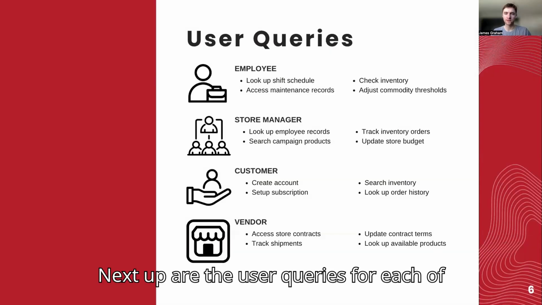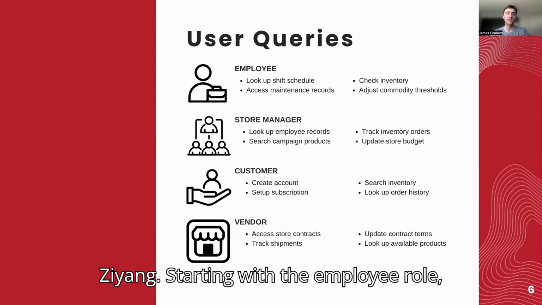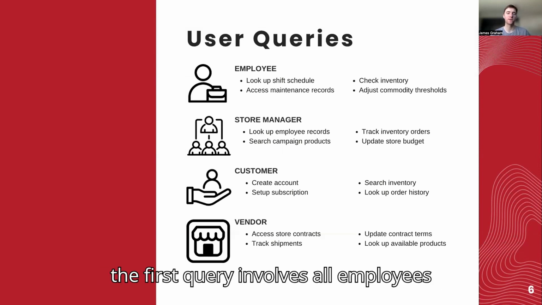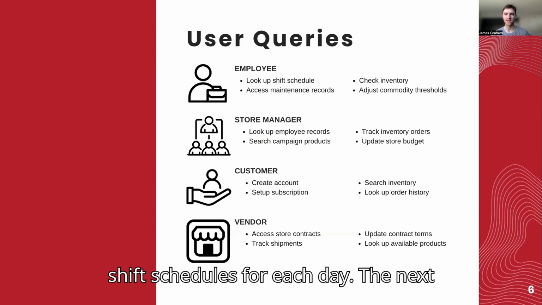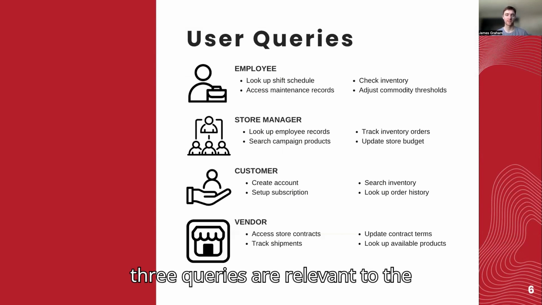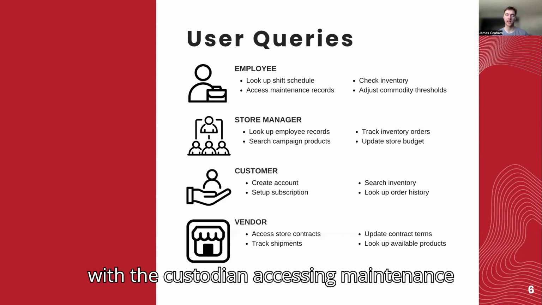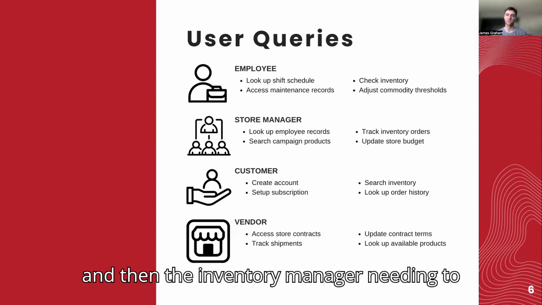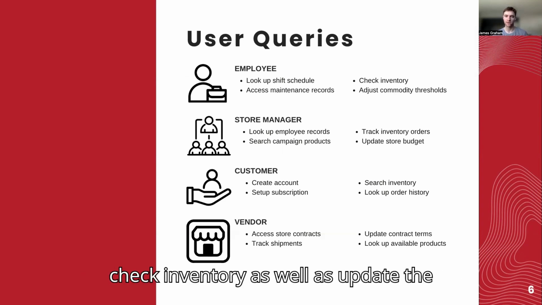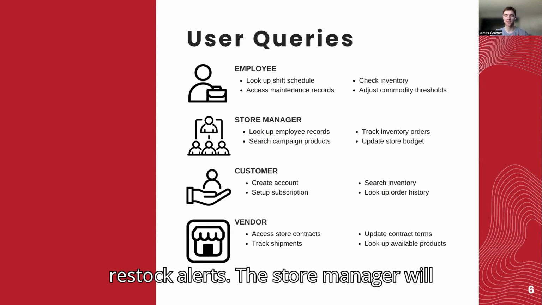Next up are the user queries for each of the roles that were just introduced by Zhiyang. Starting with the employee role, the first query involves all employees who will want to be able to look up their shift schedules for each day. The next three queries are relevant to the custodian and inventory manager roles, with the custodian accessing maintenance records for different parts of the store, and then the inventory manager needing to check inventory as well as update the commodity thresholds for the automatic restock alerts.